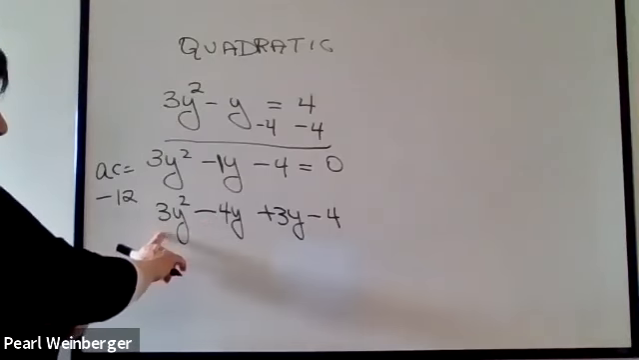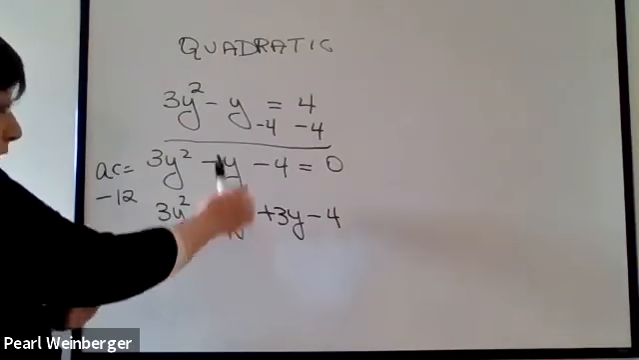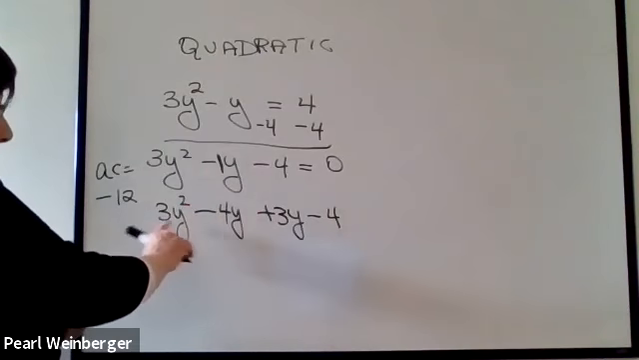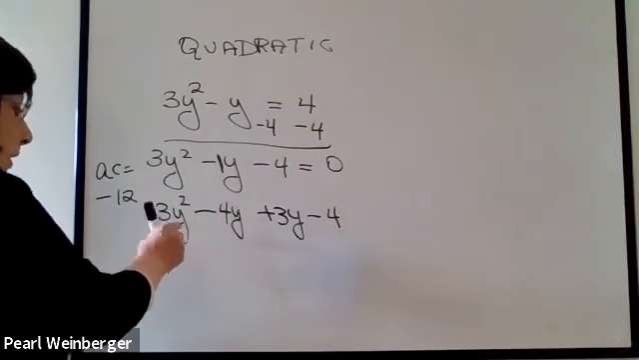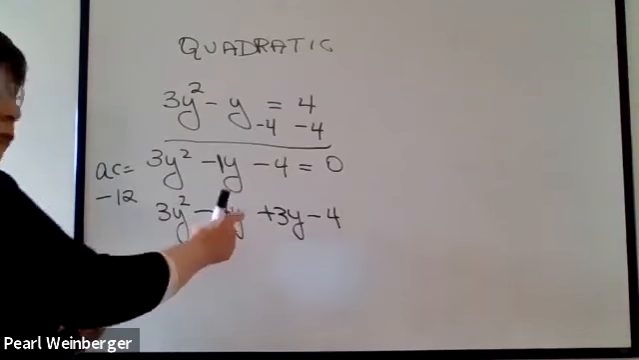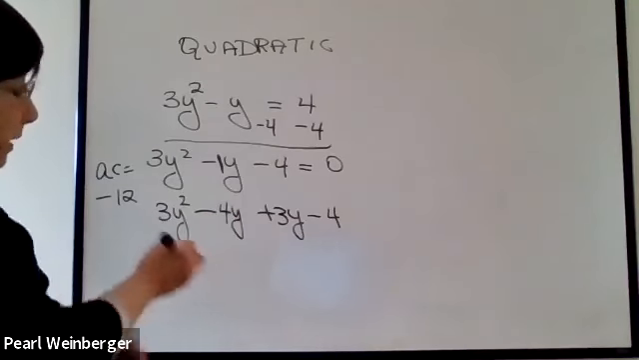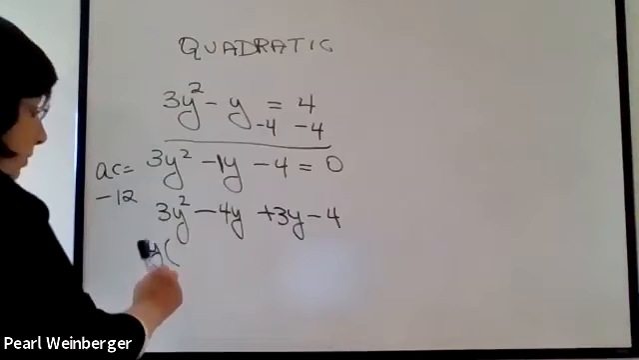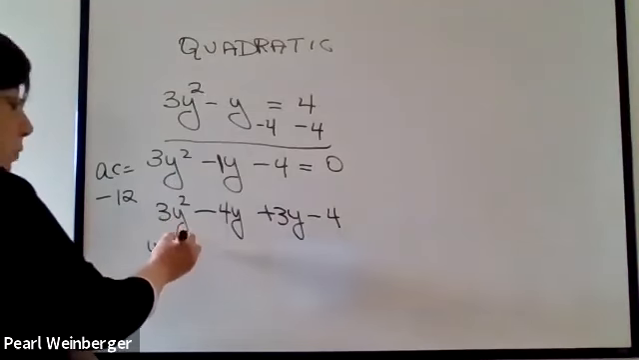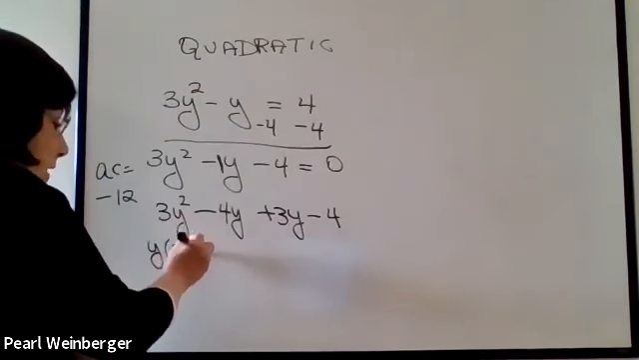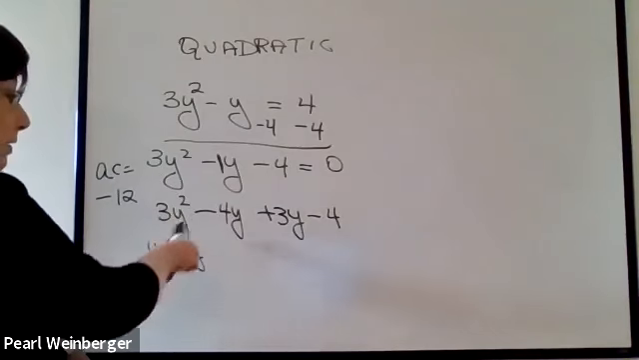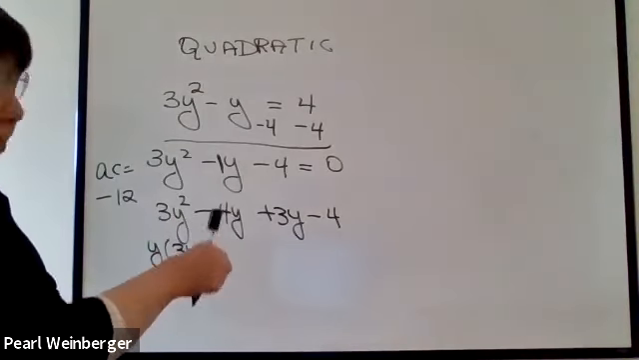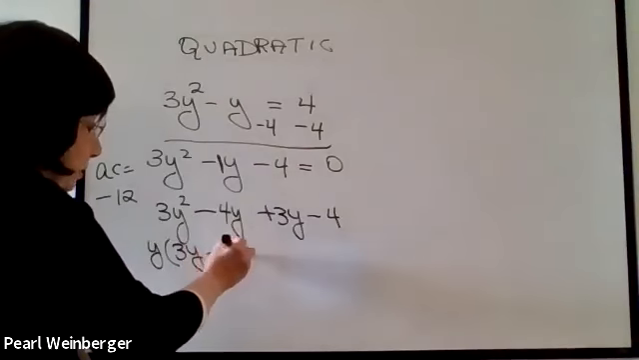So I look at the 3y squared minus 4y, that group. The only thing they have in common is a y. This has a y squared, this has a y. So therefore, my common factor is just plain y. I put the y on the outside. y into 3y squared is 3y. And y into negative 4y, the y's cancel out, and it just leaves me negative 4.